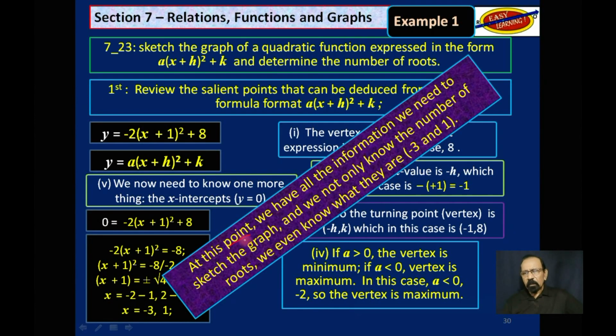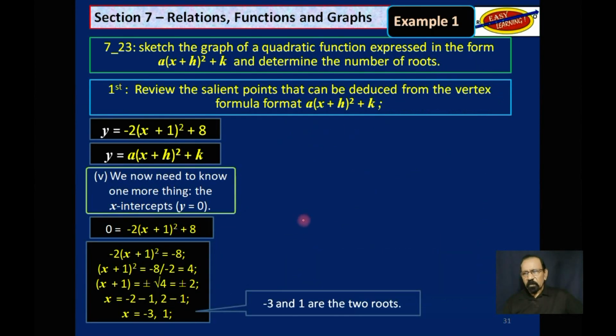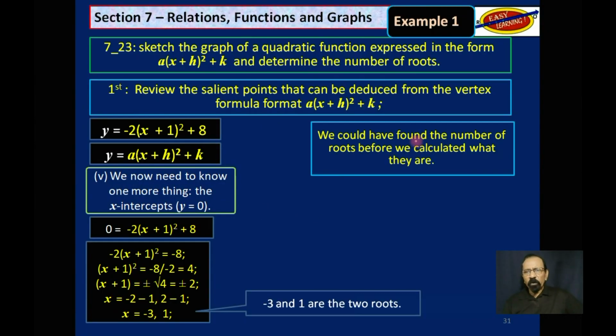At this point, we have all the information we need to sketch, remember, sketch the graph. And we not only know the number of roots, we even know what they are. So 2 roots, and they are negative 3 and 1. So this is the information we have. We could have found the number of roots before we calculated what they were over here. We could have done that if all we needed was the number of roots, looking at that equation alone. And this is how it's done.